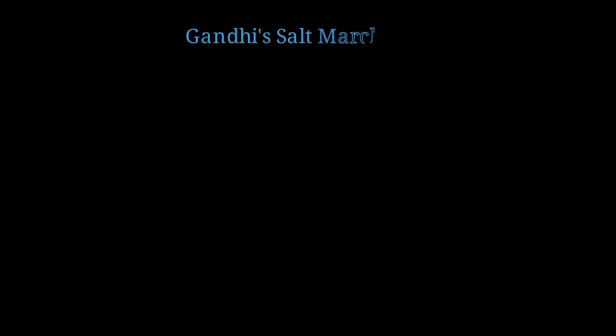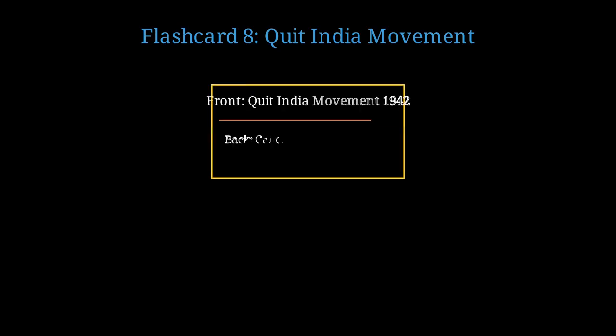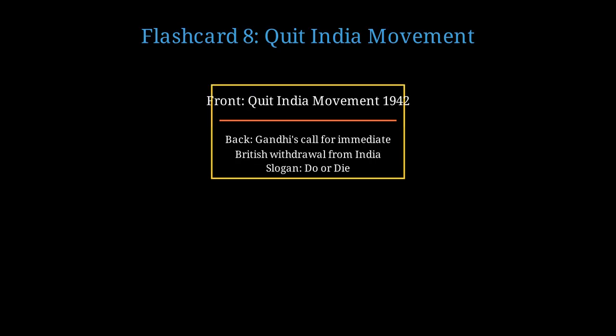A defining moment of peaceful protest. In 1930, Gandhi led a 240-mile march to the sea to make salt, defying British salt laws in a powerful act of civil disobedience. Eighth flashcard. The final push for independence. The Quit India movement of 1942 was Gandhi's most decisive call for immediate independence with the powerful slogan, "Do or die."